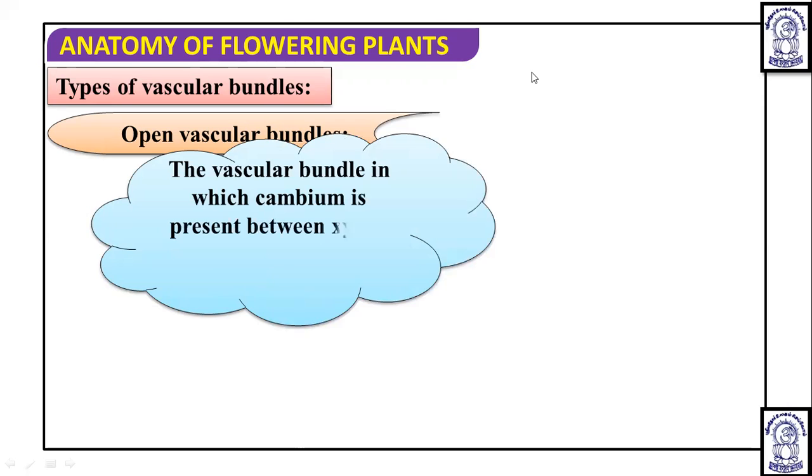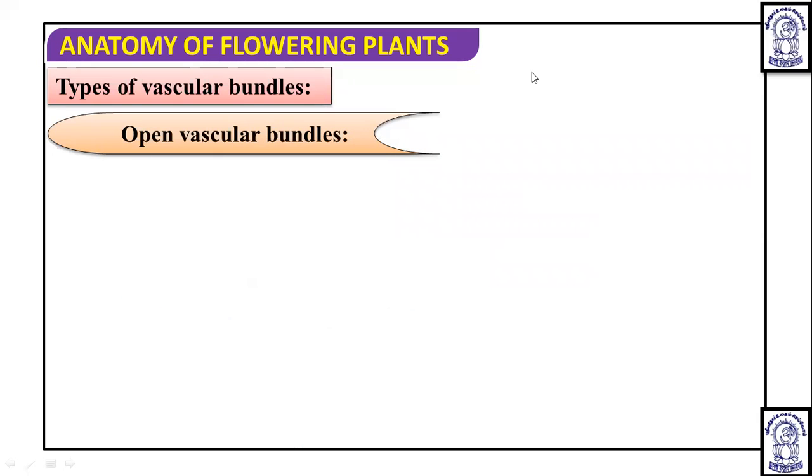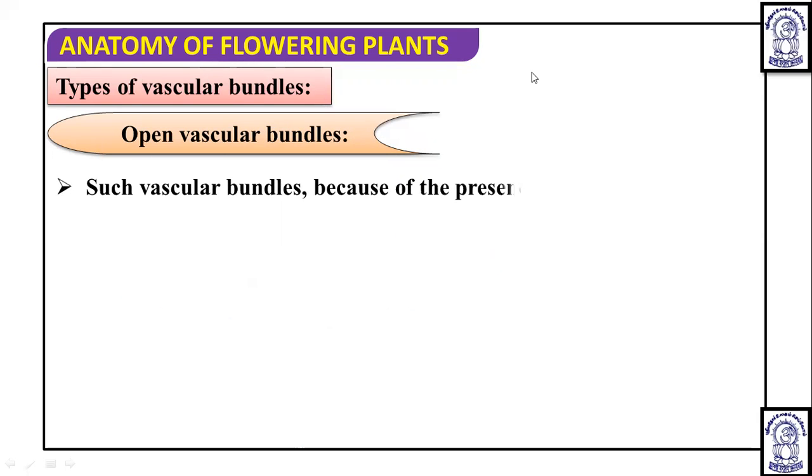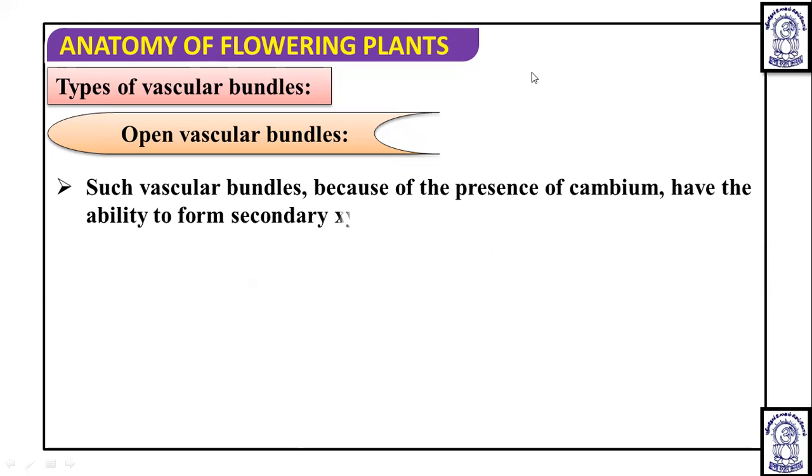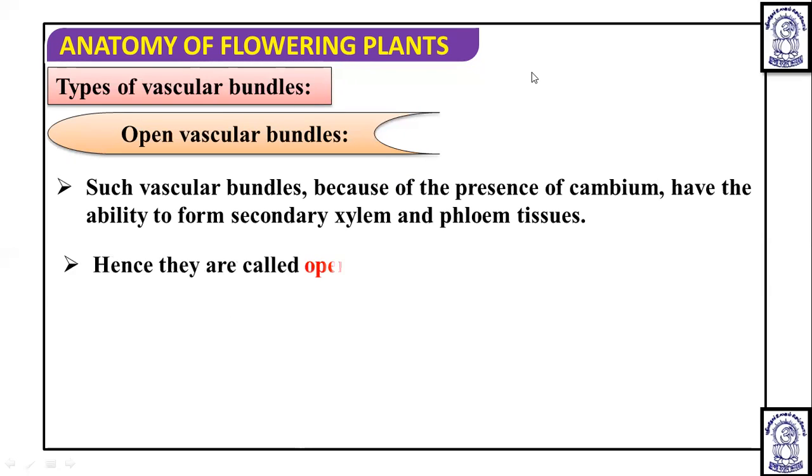So a vascular bundle in which cambium is present between the xylem and phloem is known as an open vascular bundle, and it is found mainly in dicots, because secondary growth occurs in dicots, and for secondary growth there is a need of this particular cambium between the vascular bundles. Because of the presence of cambium, such vascular bundles have the ability to form secondary xylem and secondary phloem tissues. Hence, they are called open vascular bundles.